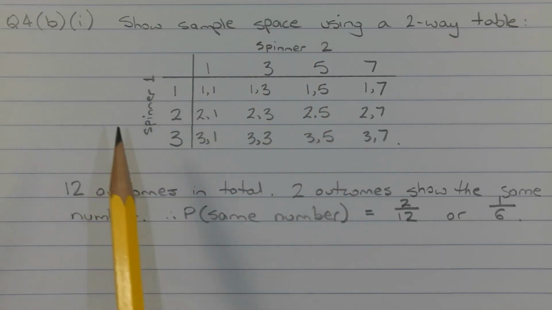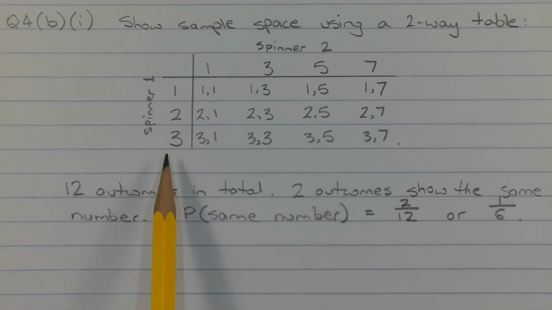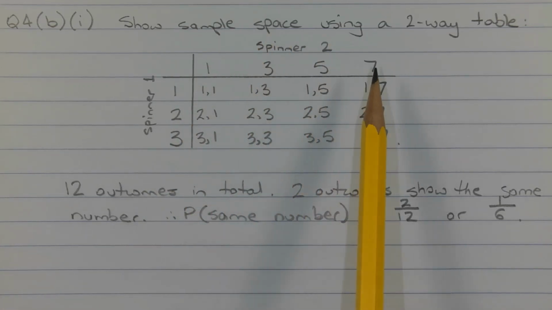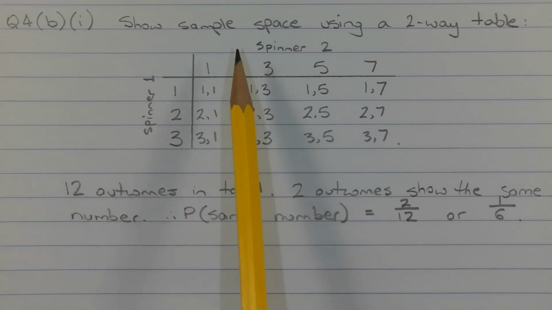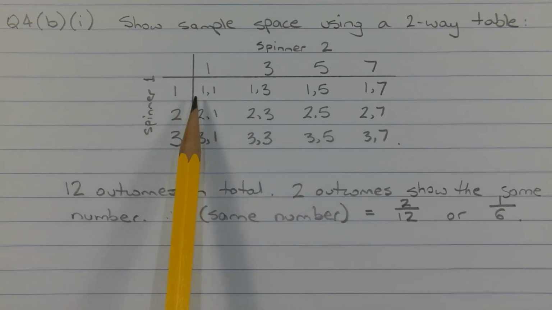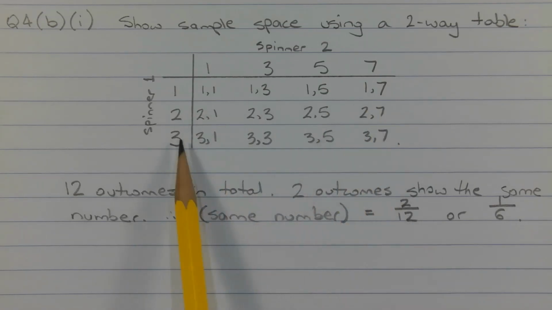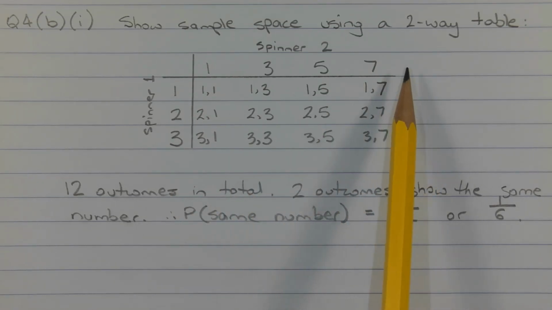Now from spinner 1, we can obtain a 1, a 2, or a 3, and from spinner 2, we can obtain a 1, a 3, a 5, or a 7. Combining those two results to form each outcome, we have 1,1, 1,3, 1,5, all the way through to 3,7, and it gives us 12 outcomes in total.